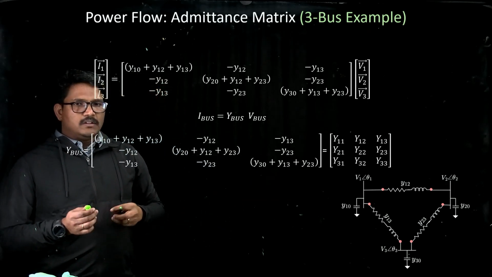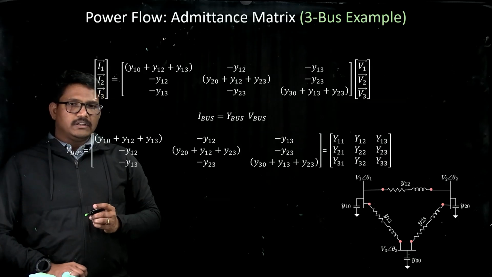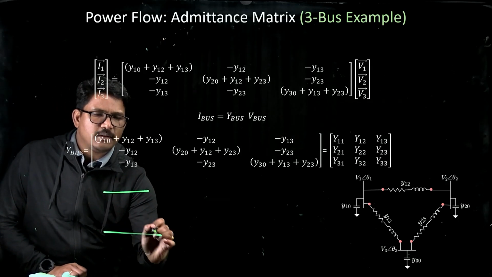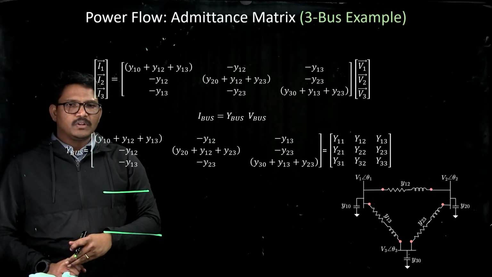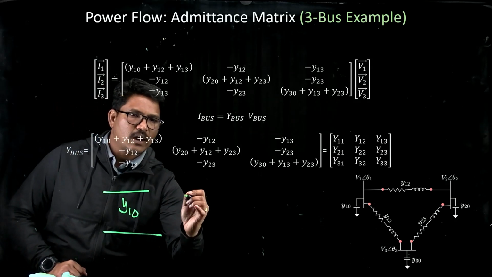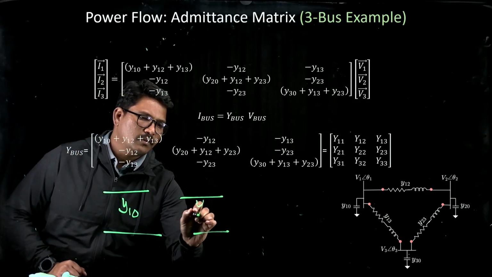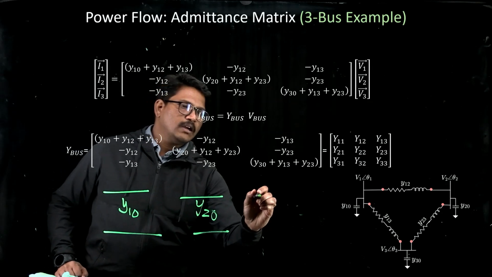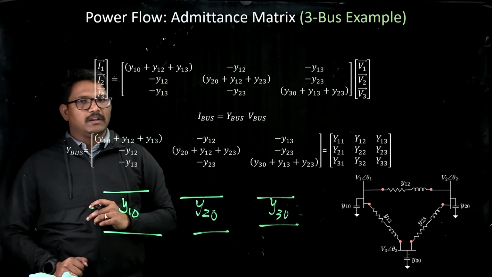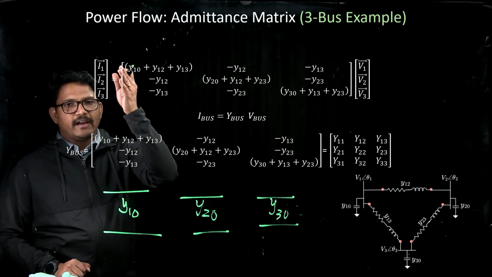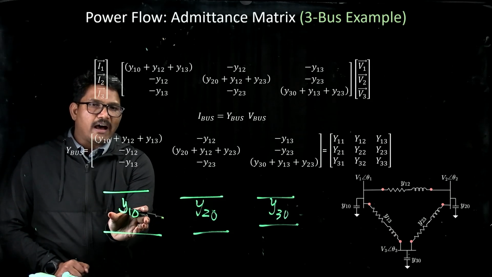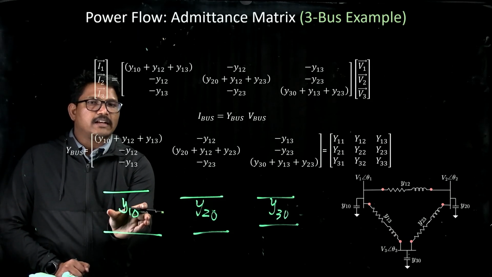Along with that, one more point that you can note from this admittance bus matrix is, if you add all the elements in your first column, you will get the value Y10. Similarly, if you add all the elements in your second column, you will get Y20. And if you add all the elements in the third column, you will get Y30. That means the sum of elements in a column, or even a row, will give us the value of the shunt susceptance connected at a bus.